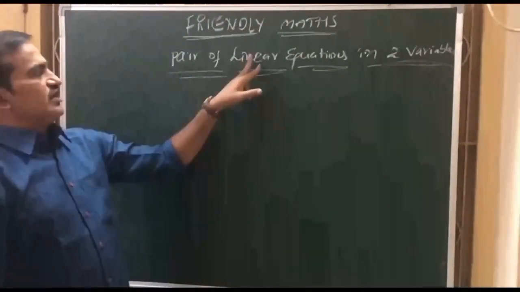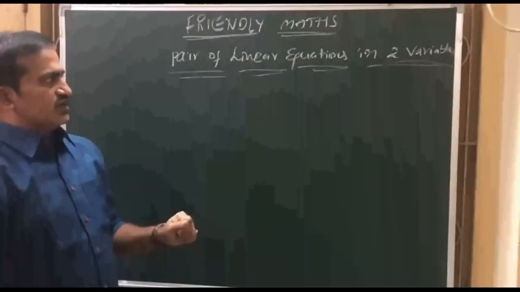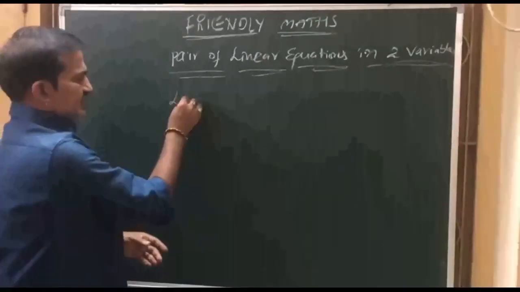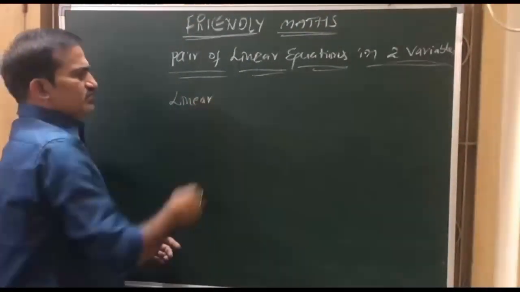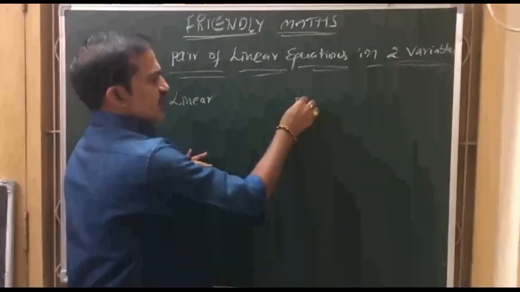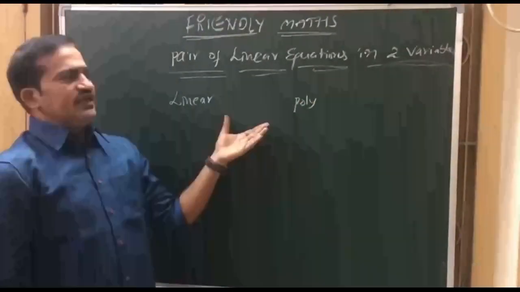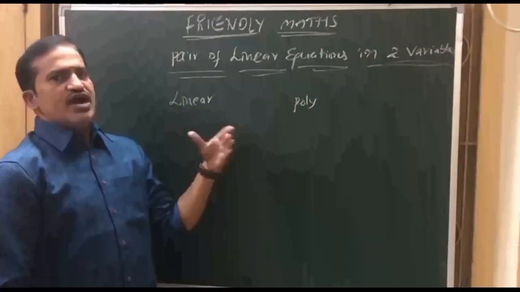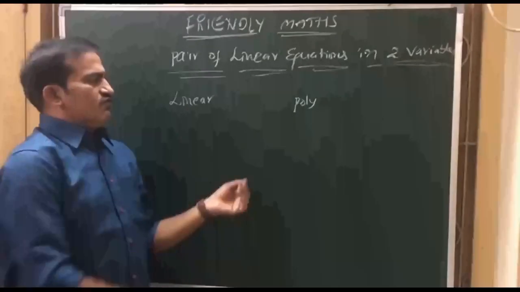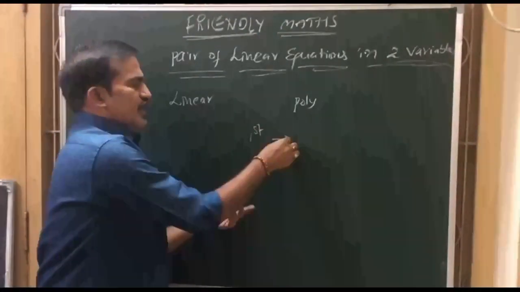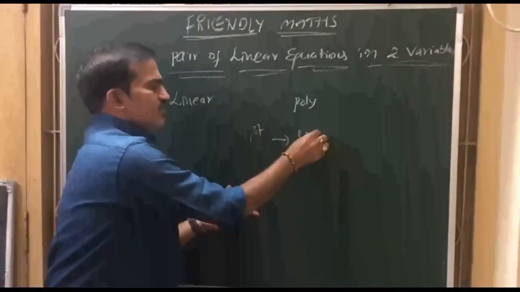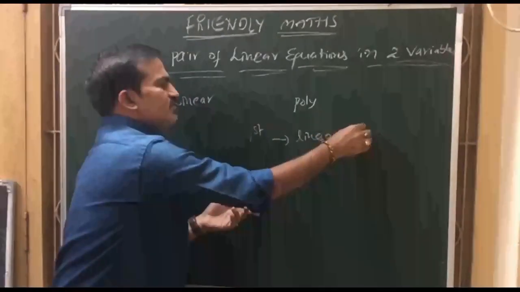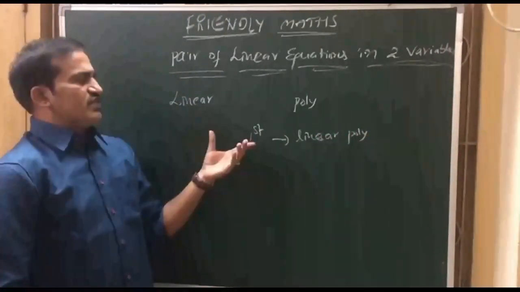First of all, what is meant by a linear equation? First of all, what is linear? Now you take a polynomial. Depending upon the degree of the polynomial, we have different names. A first degree polynomial is called a linear polynomial. Degree means the highest power of the variable.